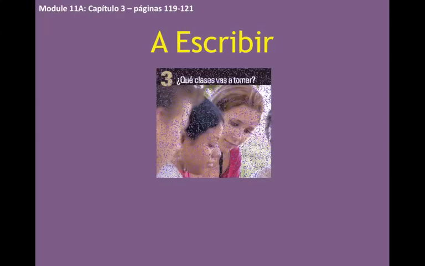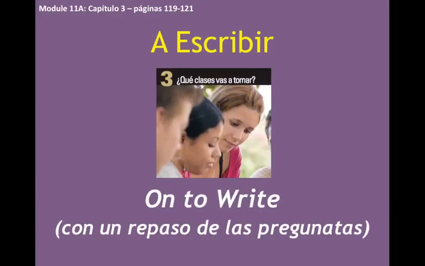Muy bien, on we go to la sección final, a escribir, on to write. So we'll do a little bit of writing practice. You can think about some sentences that come up. I'll give you some examples of things you might write. And also we're going to go over your instructions for the writing piece that you will then read that will also be your speaking component. Before we do that, we're going to do a review of the questions, un repaso de las preguntas, so you refamiliarize yourself with the interrogatives in Español.